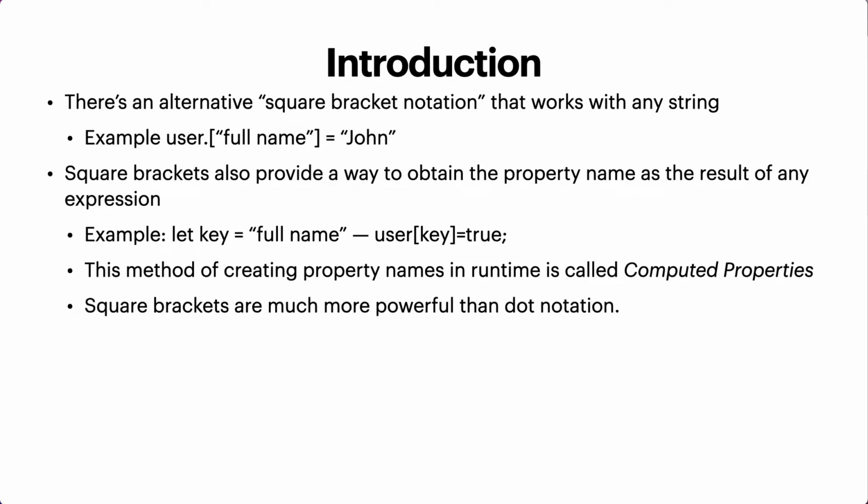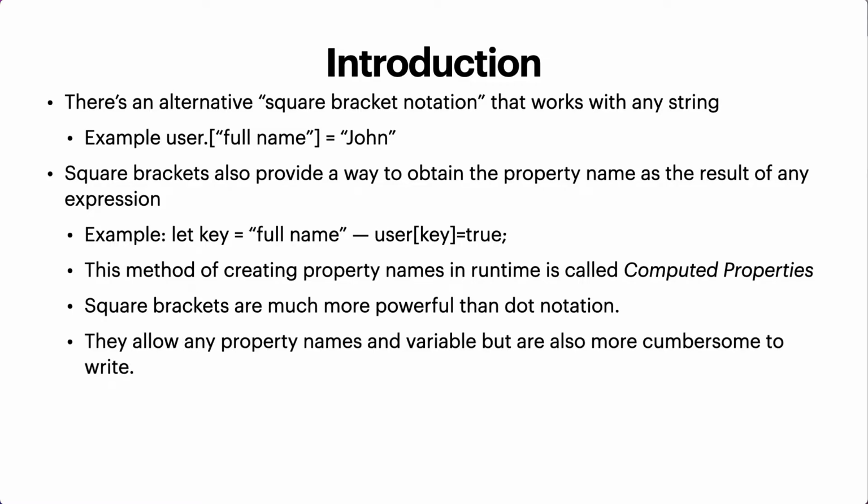Square brackets are much more powerful than the dot notation, as we saw that we cannot access a property which is formed with multiple words separated by spaces. Then it doesn't have access to that. We can even make use of variables in that. They allow any property names and variables, but are also more cumbersome to write.